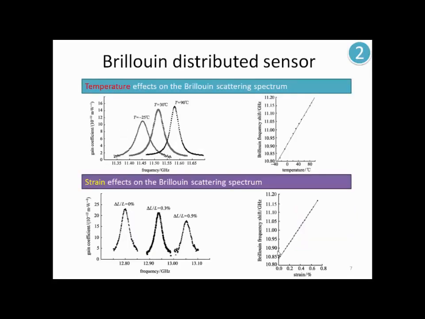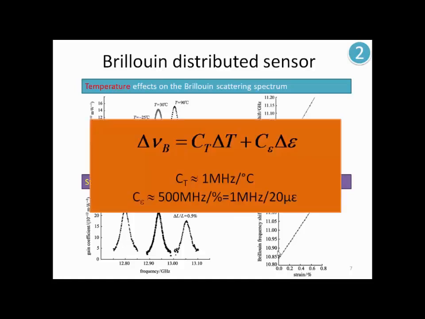As we can see in the graph, if we increase the temperature in the fiber, the Brillouin frequency shift also increases. There is a linear correspondence between these two magnitudes, and it's the same effect if we apply some strain to the fiber. We can see that if we apply strain, the Brillouin frequency shift is also increasing. And the expression is the next, where CT is the coefficient of temperature, that is 1 megahertz per degree, and the coefficient of strain is 1 megahertz for 20 microstrains.